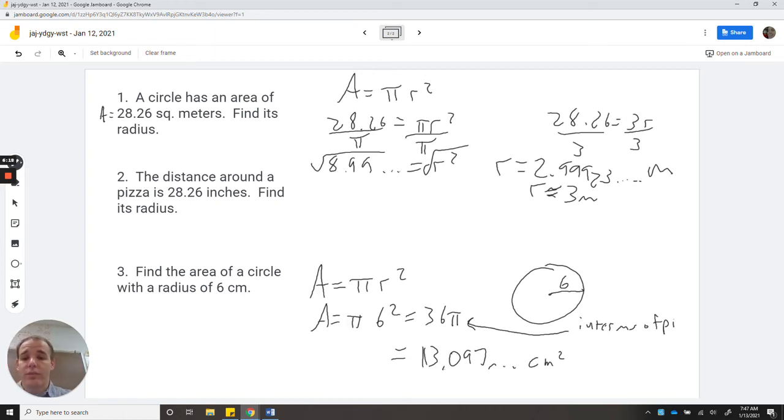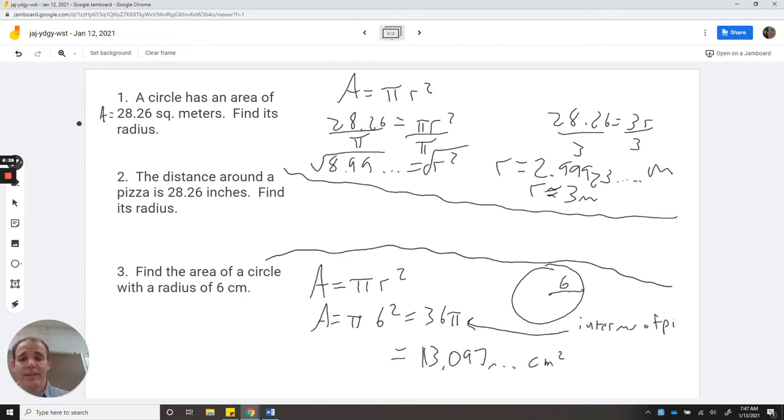Okay, now this one, it's got the same number, but saying the distance around the pizza. So the distance around the pizza, well, that is circumference. Okay, circumference is equal to pi d. So circumference is 28.26. That's equal to pi times the diameter. Divide both sides by pi.